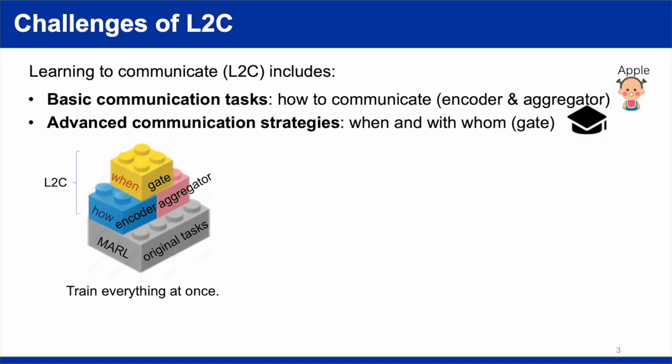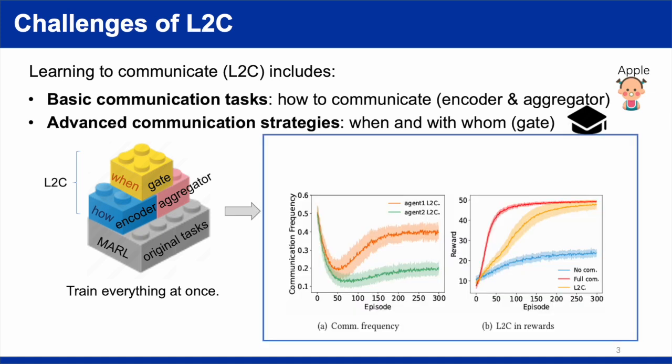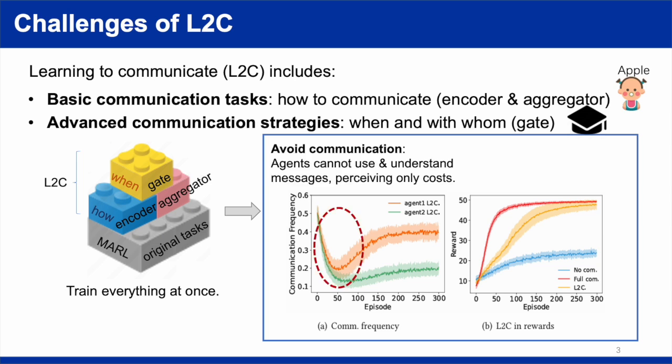However, this approach comes with some issues. From our previous work, we can see that the strategy learned by the agent at the first stage is to avoid communication. This is because the agent cannot understand the messages and only perceives the cost of communication. Avoiding communication makes it harder to learn basic communication tasks, and then impacts the original learning process and reduces the learning efficiency.